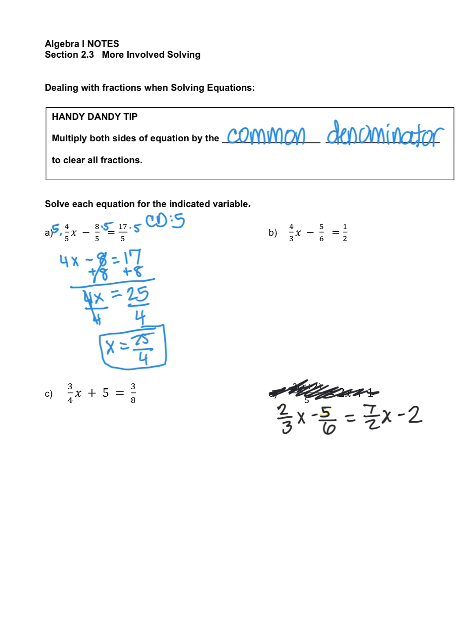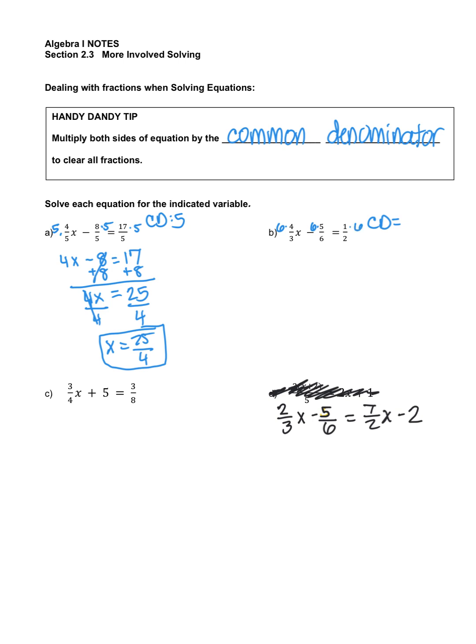Now let's go to letter B. 4 over 3, then we have 5 over 6, and 1 over 2. What is our common denominator here? Well, let's see. 6. Can 3 be multiplied to 6? Yes. Can 2 be multiplied to 6? Yes. So our common denominator is 6. Therefore, we are going to multiply each fraction by 6.